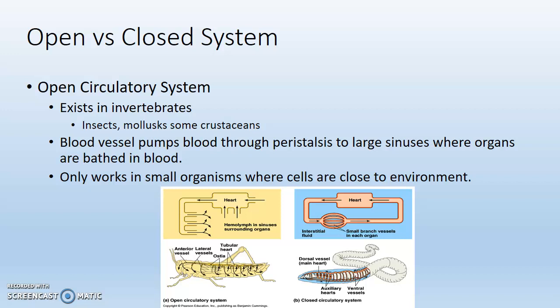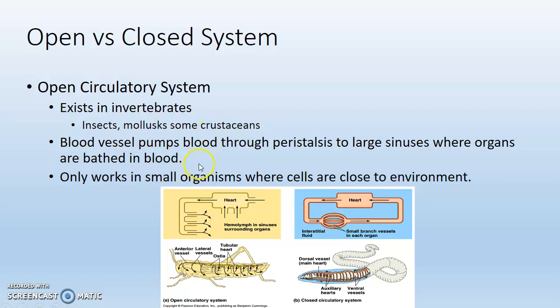So, if you have an organism that has a lower energy demand, you don't need as complex of a circulatory system. So an open circulatory system is going to be found in invertebrates. And an invertebrate is an organism that lacks a vertebrae, lacks a backbone. So we're going to see things like insects, mollusks, clams, oysters, and some crustaceans, smaller crustaceans like shrimp.